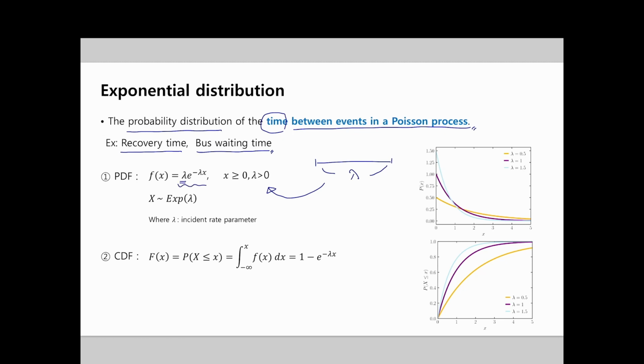That is lambda multiplied by e, the natural constant or Euler's constant, to the power minus lambda multiplied by x, where x means time, and lambda is the average rate of event occurrence. The range of x is greater than or equal to 0, and the parameter lambda is greater than 0. It is denoted as x follows exponential distribution with lambda, where lambda is called the rate parameter.